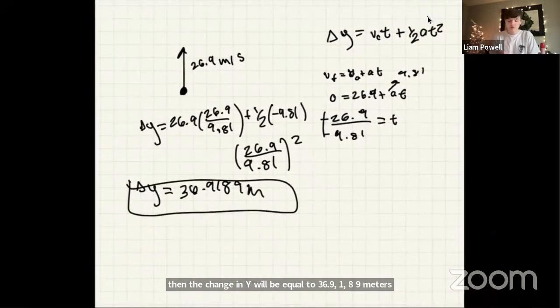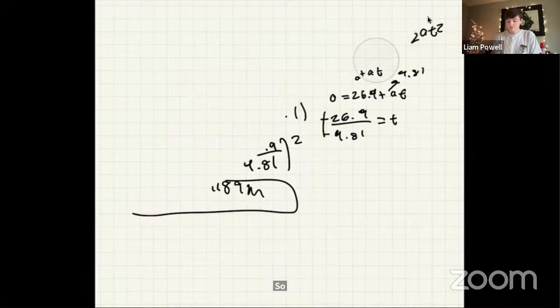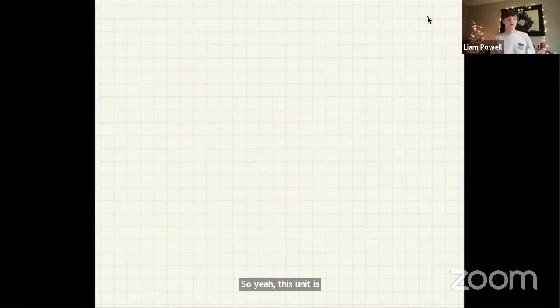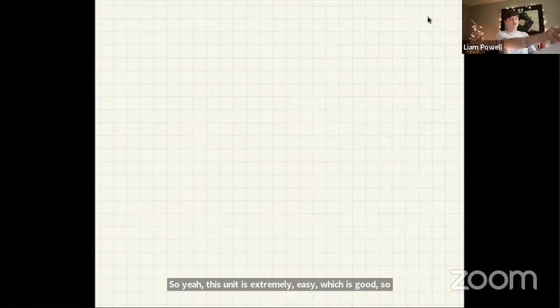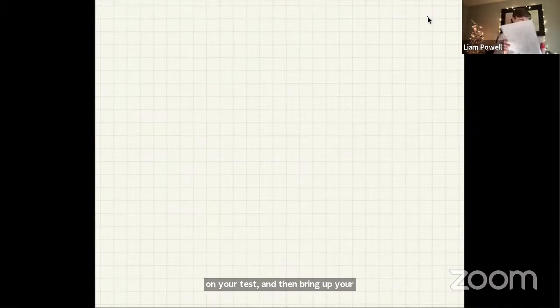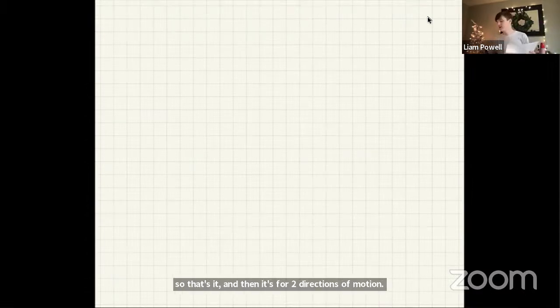So yeah, this unit is extremely easy, which is good. So hopefully you'll have lots of luck with this unit on your test and bring up your grade. Yeah, so that's it. And then for two directions of motion, you just split it into the x and y components, and then you can quickly find the right answer.